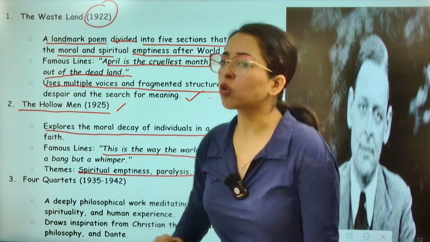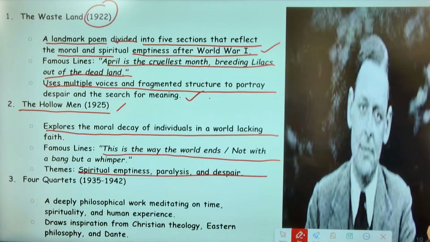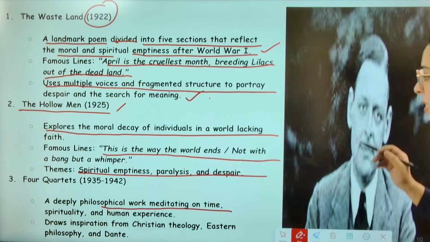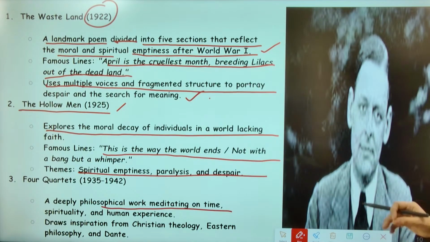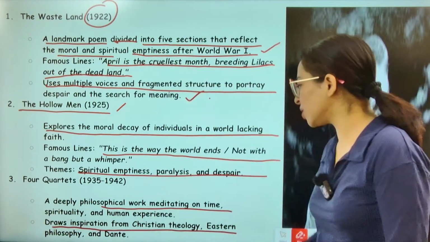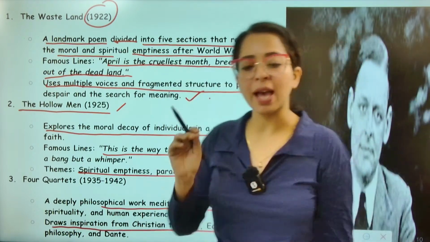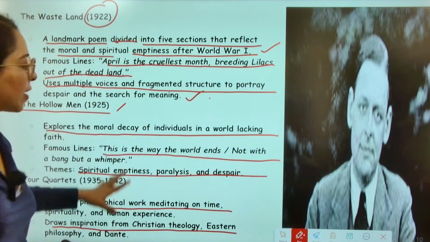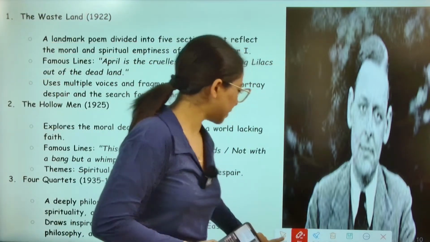Okay, Four Portraits कब लिखी गई है? 1935 से लेकर 1942 तक. A deeply philosophical work meditating on time, spirituality and human experience, and this draws inspiration from Christian theology, Eastern philosophy and Dante. Okay, so this becomes a very very important one. T.S. Eliot.